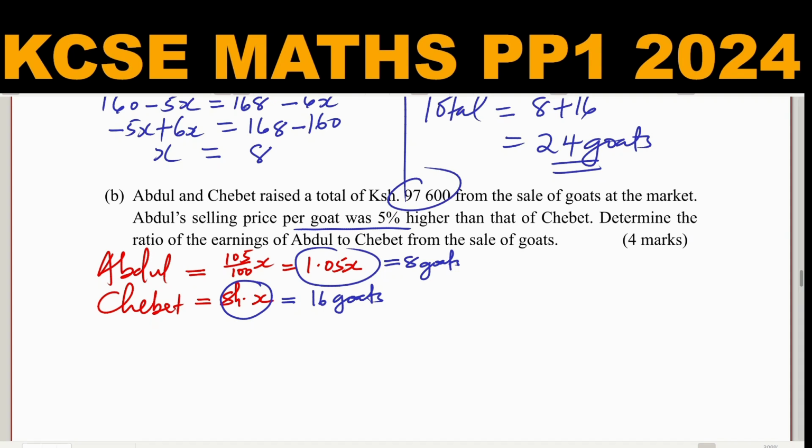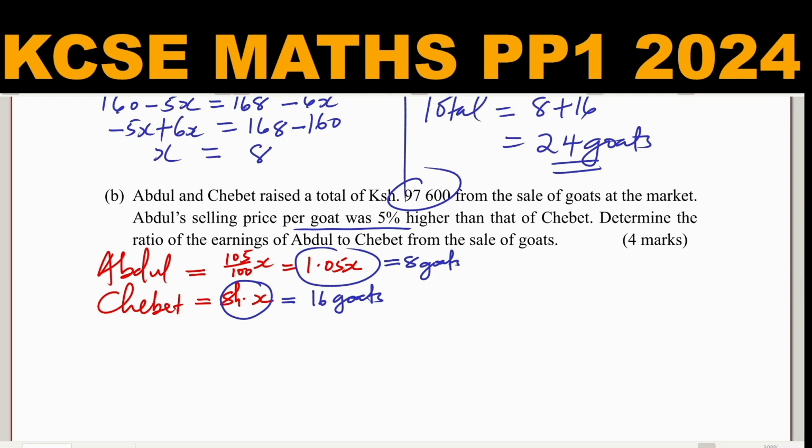So therefore we need to get the total amount each got, and then we add, and that will give us an expression that is going to help us to get X. So we start with Abdul. Abdul had 8 goats and the selling price per goat was 1.05x. So we start with that.